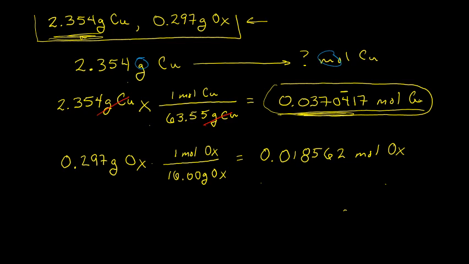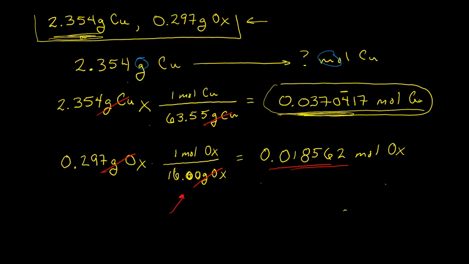All right, so I went to the periodic table and found the molar mass of oxygen, 16.00. Apologize for the handwriting there, that looks a little bit wonky. 16.00 grams per mole. Turn that into a conversion factor and check to make sure that our units cancel out. And I got 0.018562 moles of oxygen. Okay.